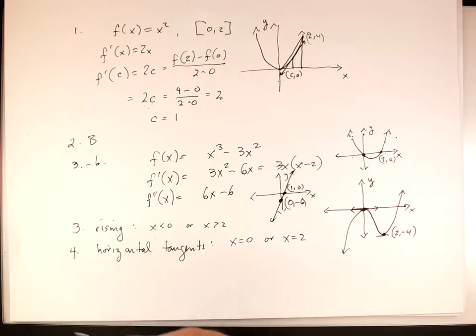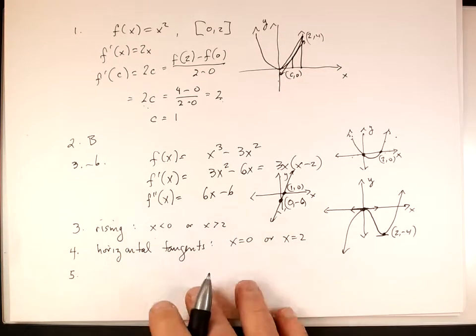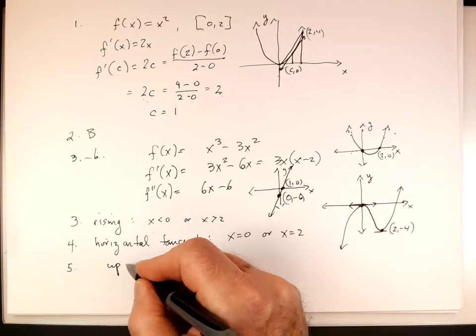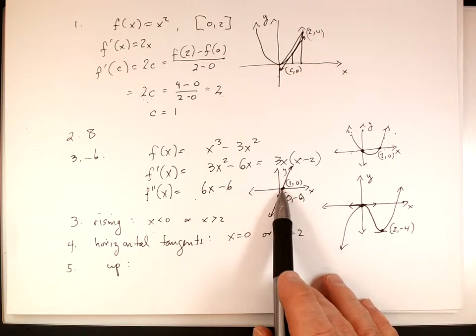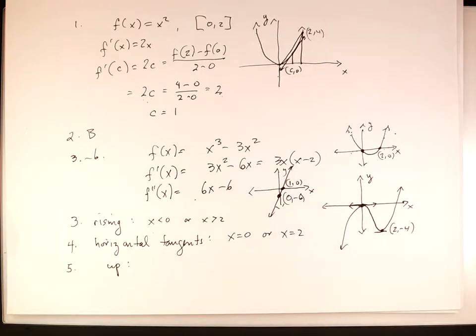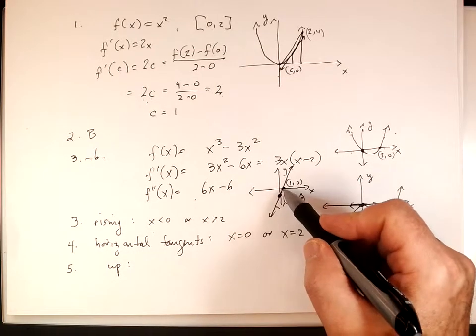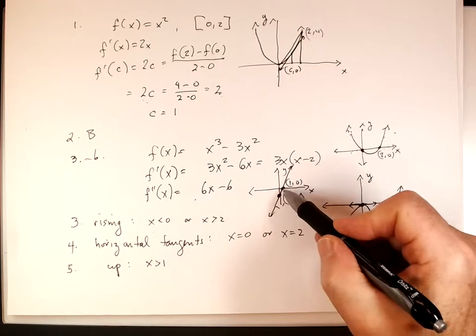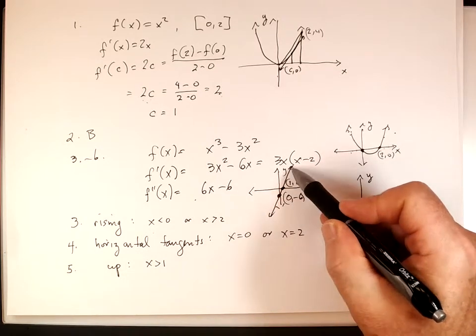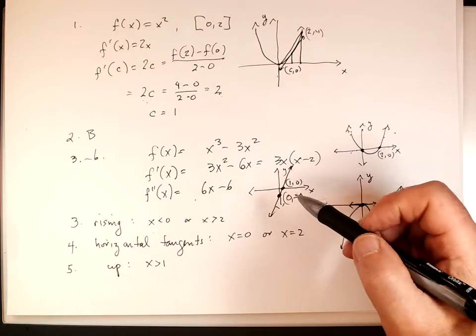Number 5, where the graph is concave up. To find out where it's concave up, take a look at the second derivative. Where the second derivative is positive, the graph of the original function is concave up. Where is the second derivative positive? When x is greater than 1. For x greater than 1, this second derivative is above the x-axis and is positive.